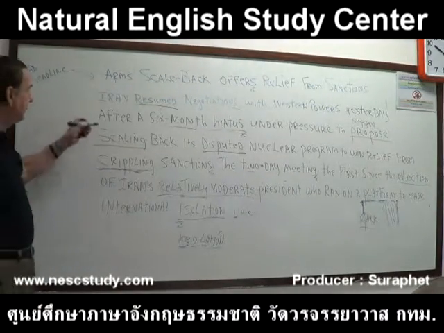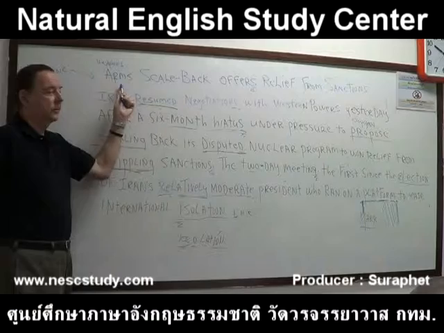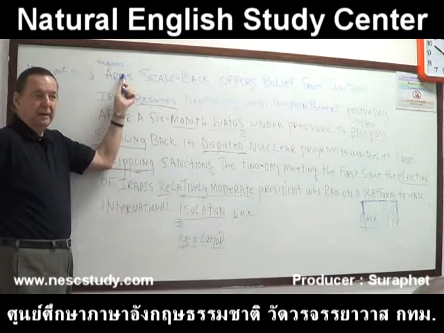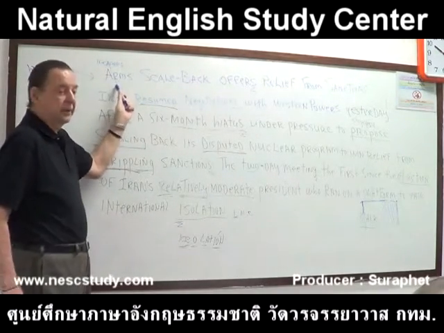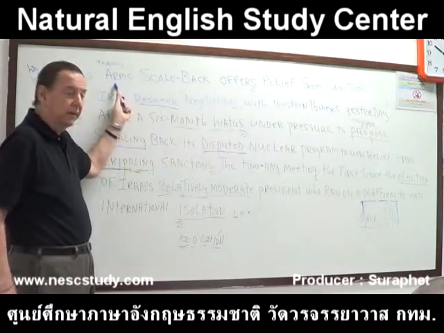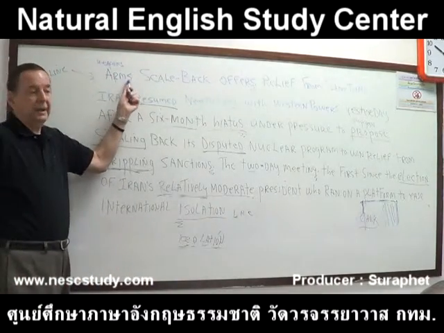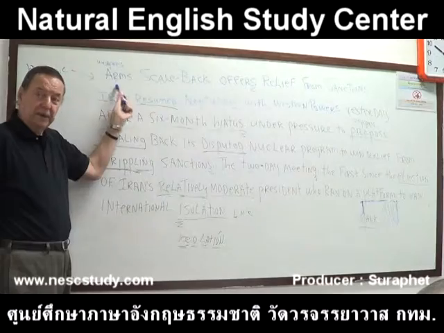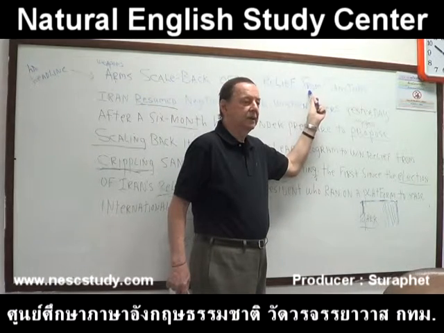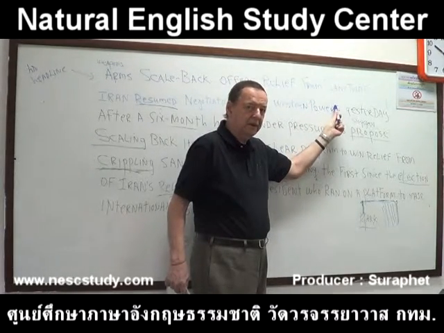Arms. Weapons. Now, what they're talking about here is the nuclear weapons. They're not talking about rifles and pistols and small weapons. The big deal here is the nuclear program. So the scale back, the reduction of the arms, the nuclear weapons, offers relief from sanctions. If Iran reduces its weapons, the sanctions will be eased. Relief is just a step away. Relief. Easing. Less pressure. No problem.